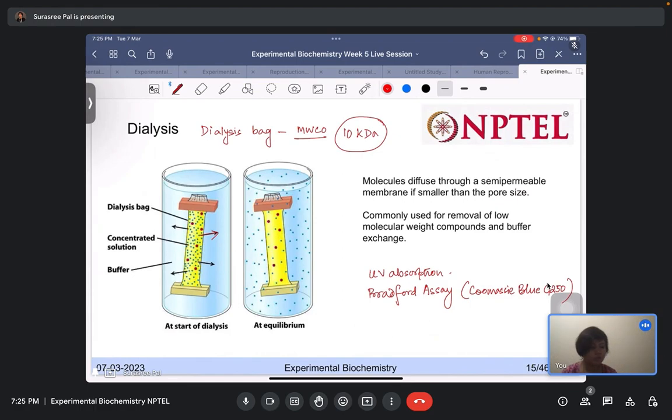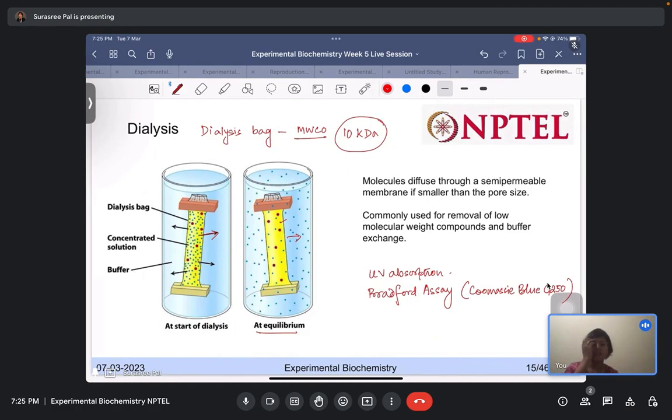So this is how, at the beginning of the dialysis, there is a concentrated solution inside this dialysis bag, and then after some long time, this solution becomes in equilibrium. So what you have inside the bag, the small low molecular weight compounds or the low molecular weight proteins, have now come outside this dialysis bag, and this dialysis process is usually used for removal of low molecular weight compounds and also for buffer exchange.